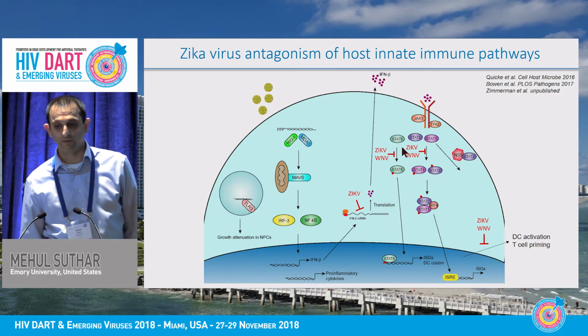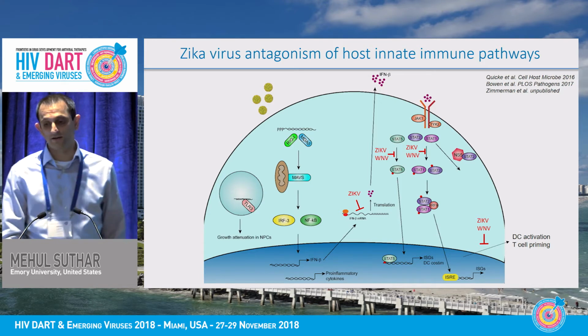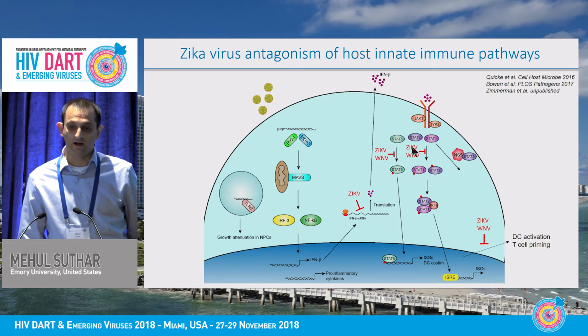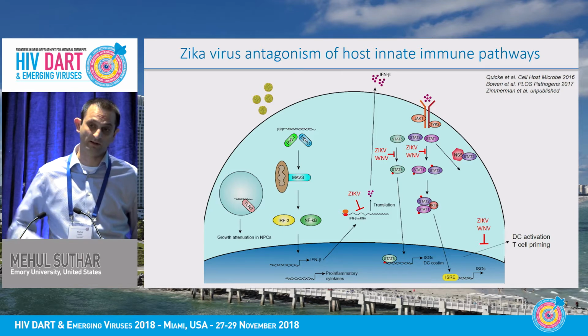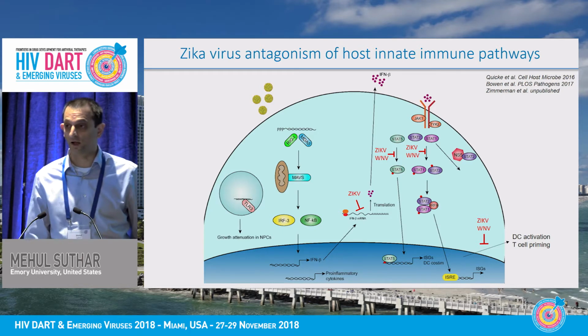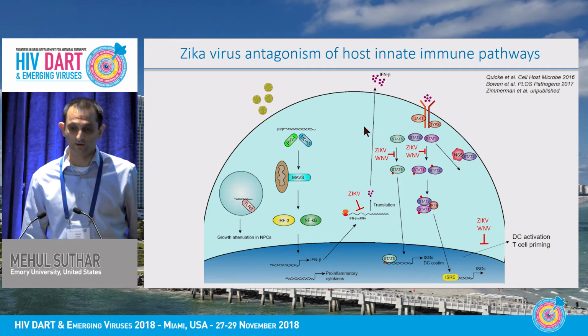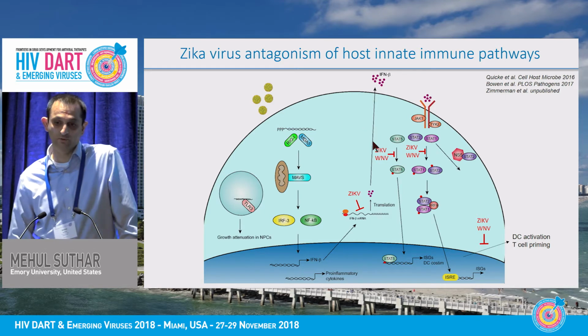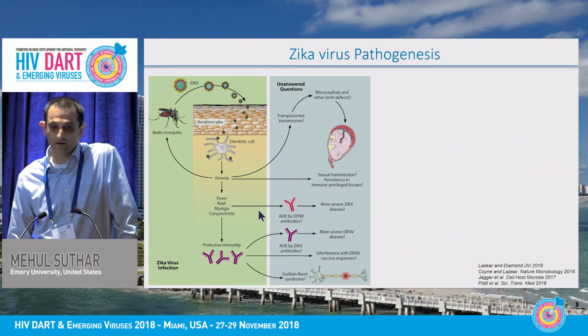In work that's unpublished, we've now identified STAT5 as an important transcriptional regulator of dendritic cell activation. And it seems as though Zika virus, along with West Nile virus, seem to block this. What's interesting is that dengue virus doesn't seem to block this. So there seems to be some specificity amongst these flaviviruses in terms of their ability to antagonize the innate immune response. But today I wanted to focus specifically on the role of dengue cross-reactive antibodies and how they play a role in Zika virus seeding of the placenta.